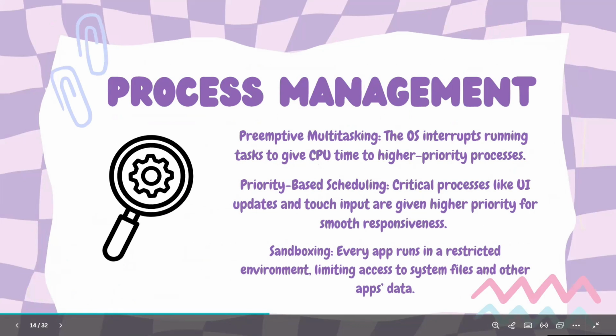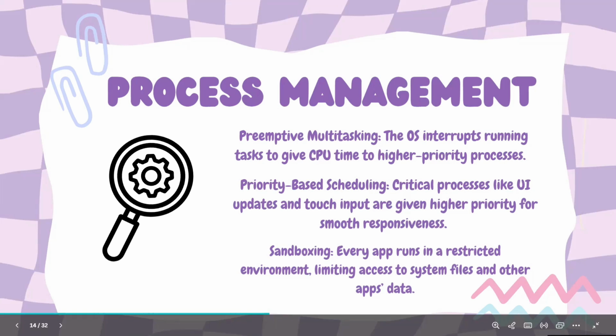So first one, we have process management. Preemptive multitasking. The system can pause a running task so that a more important one can run first. So basically, the operating system interrupts running tasks to give CPU time to higher priority processes. Priority-based scheduling. Tasks are arranged based on importance, giving top priority to functions like UI updates and touch responses. It is for the smooth responsiveness of the system.